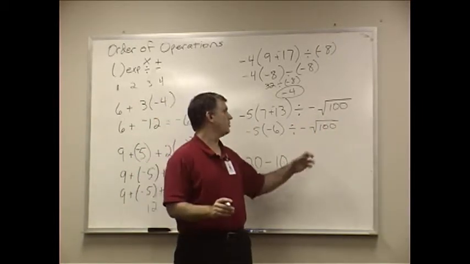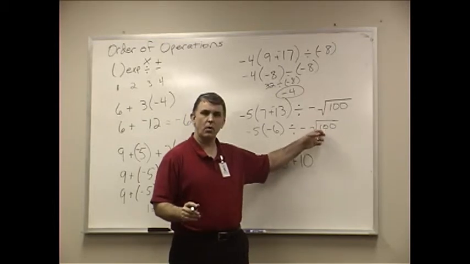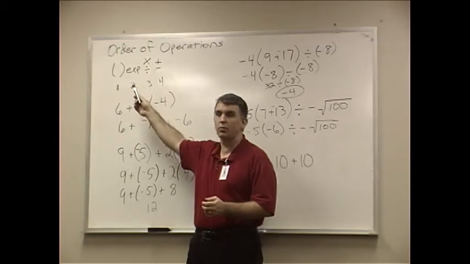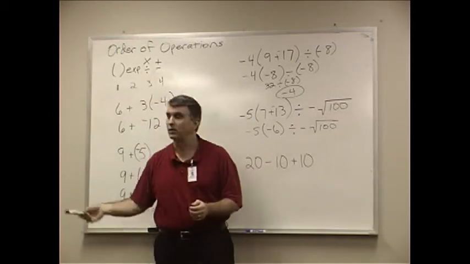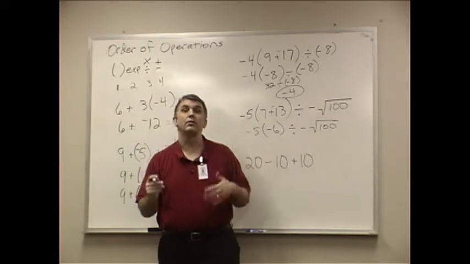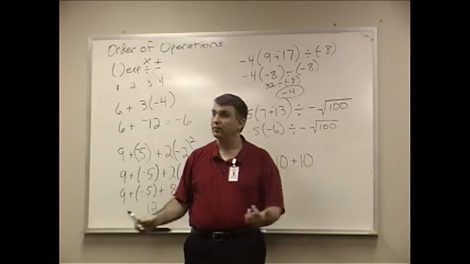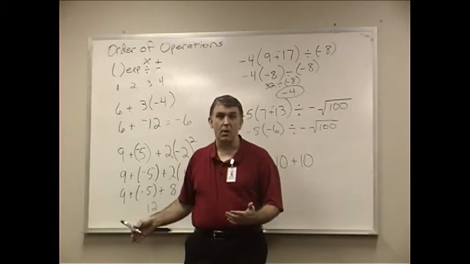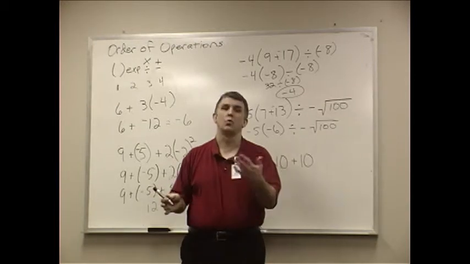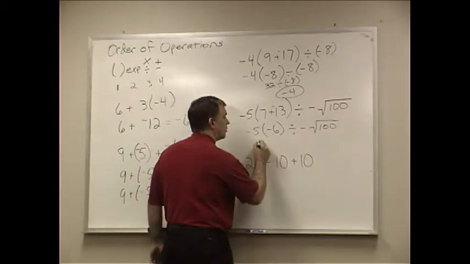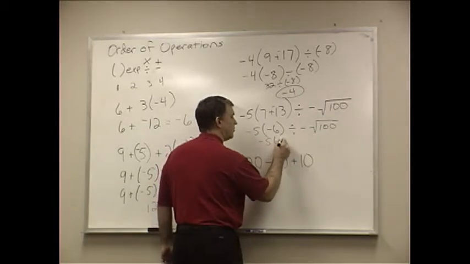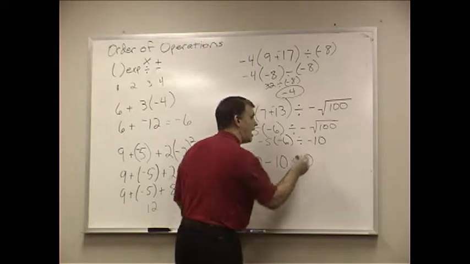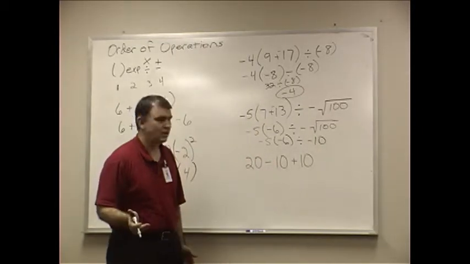Now about this point, some of you might be saying, hey, there's a square root there. It doesn't mention square roots in our order of operations. Exponents and square roots are opposites. An exponent, or I should say a square root, really is an exponent. It's in the same family, so we're going to do that next. So negative 5 times negative 6 divided by negative 10, because the square root of 100 is 10.